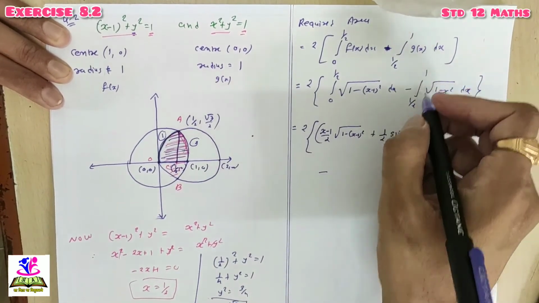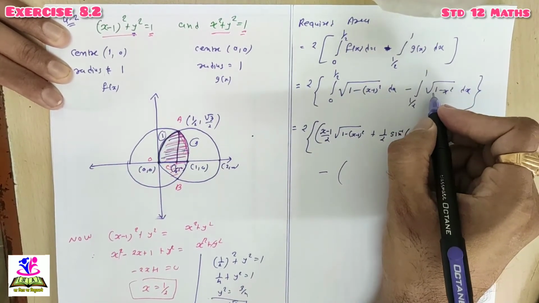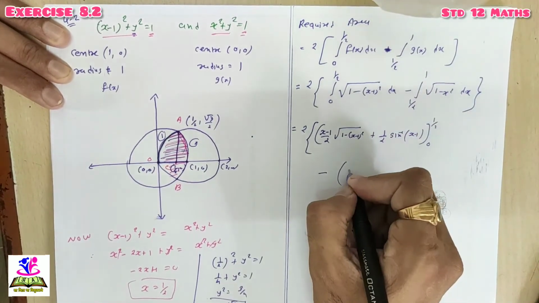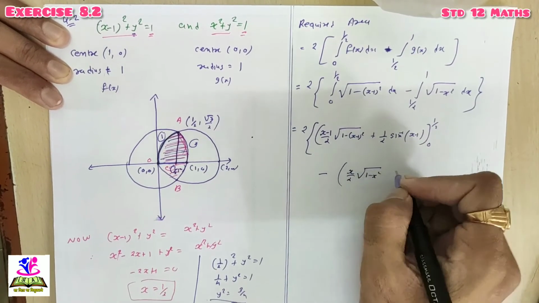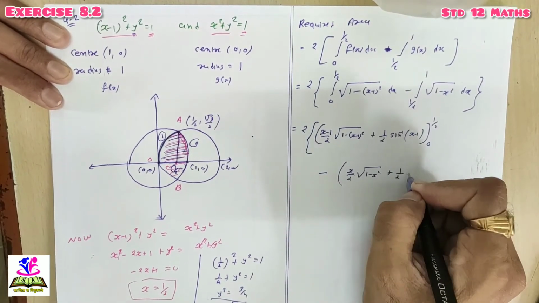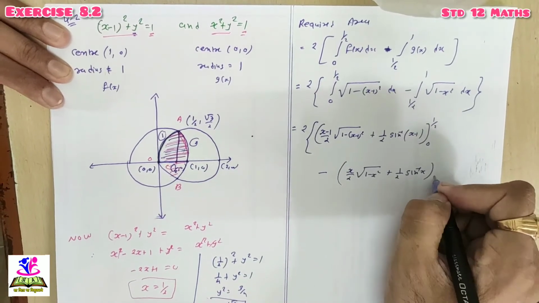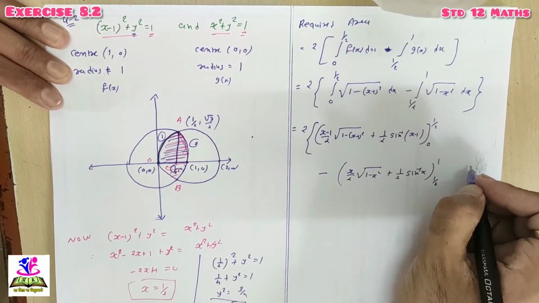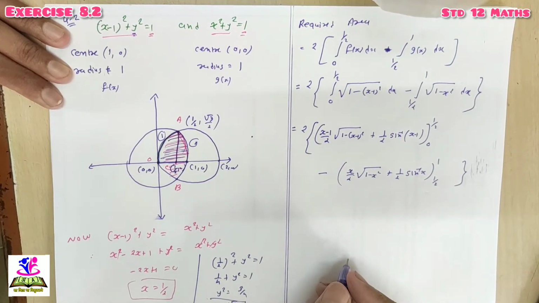माइनस इंटीग्रेशन ऑफ दिस वन, है ना, 1 minus x square, 1 square minus x square. So it's x by 2 square root of 1 minus x square plus a square by 2, 1/2 sin inverse x, limits 1/2 to 1. Curly bracket over. Done.